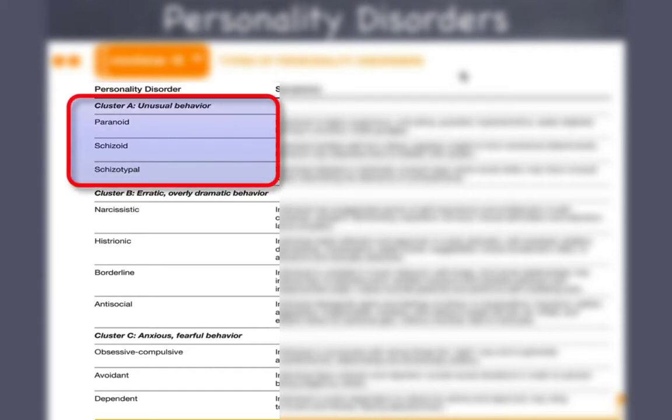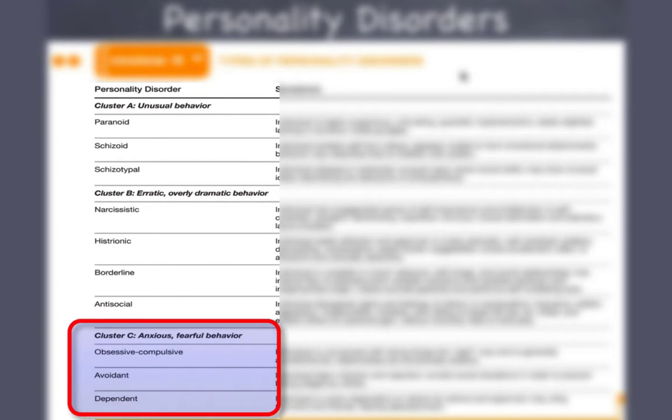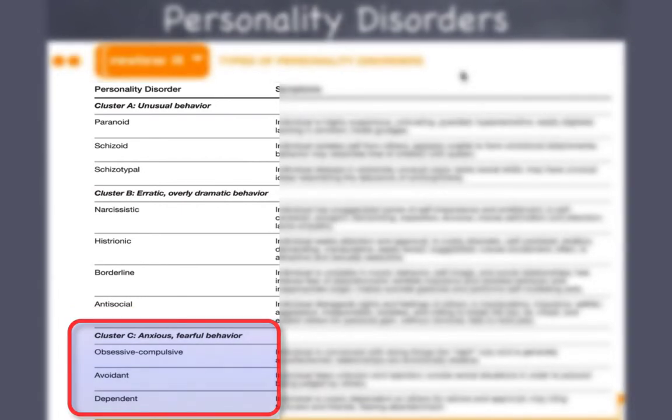Cluster A is for unusual behavior, whether they have paranoid or schizoid or schizotypal type, and so in order to categorize the personality disorder, they would have bits and parts of each category, each cluster. Cluster B is erratic or overly dramatic behavior: narcissistic, histrionic, borderline, antisocial. Or C, anxious and fearful, where you have obsessive compulsive components, avoidant and dependent.